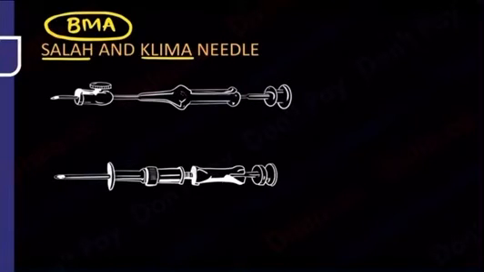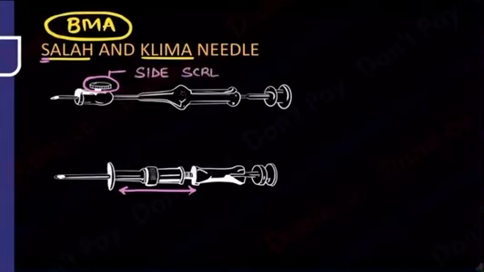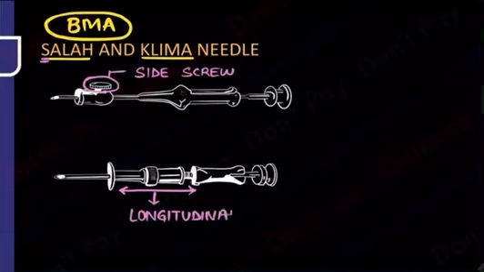This is a recent question that came in the exam INI-CET as well. So remember, when you talk about the Salah's needle, how will I identify which out of these is Salah's or Klima? You will look at the screw. In one of the needles, the screw, the one to tighten, is on the side, and in one of the needles, the screw is going to be longitudinal like this. So when you get to see a side screw, that is a Salah's needle. Whereas when you get to see a longitudinal screw, that is going to be a Klima needle.